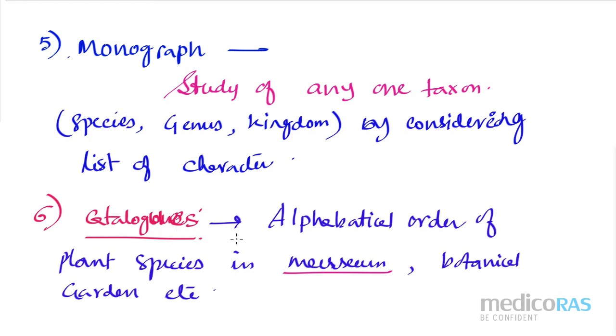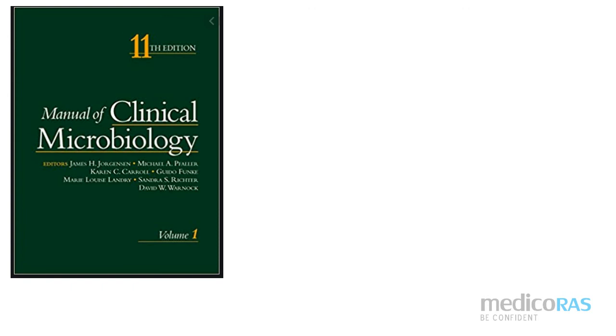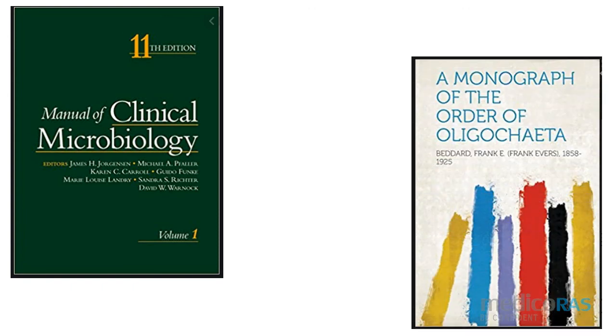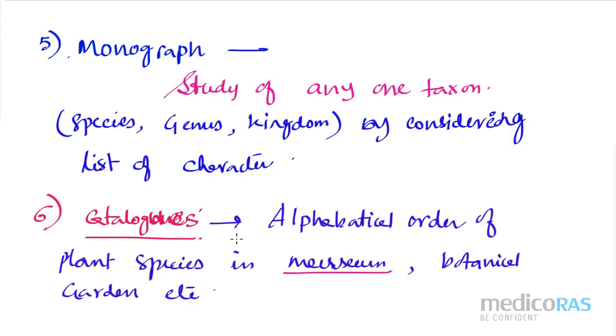These three points are actually very difficult. What we used to do was mix up all that information. Manual is the naming book. Monograph is to study one particular taxon, only one, whatever it may be. And catalog is the alphabetical order of identifying plant species in a museum, botanical garden, etc. Fine. These are the points we need to know from this particular chapter.